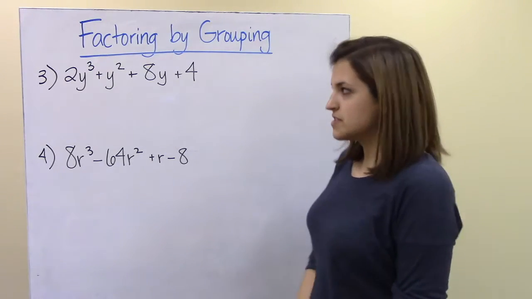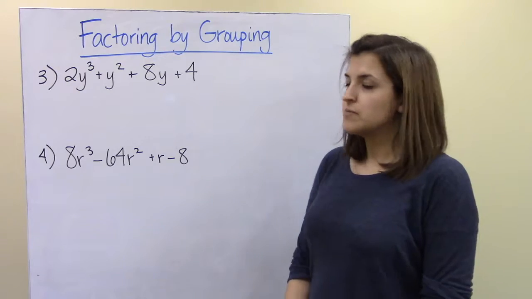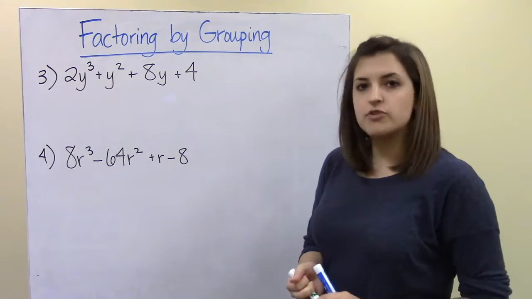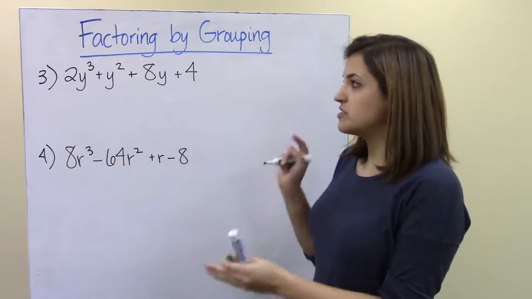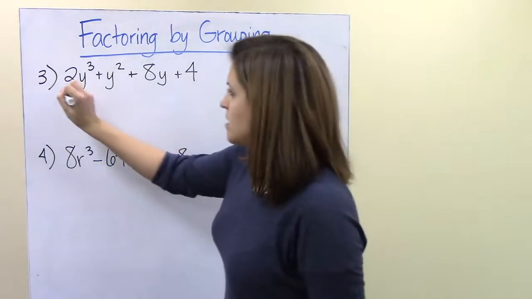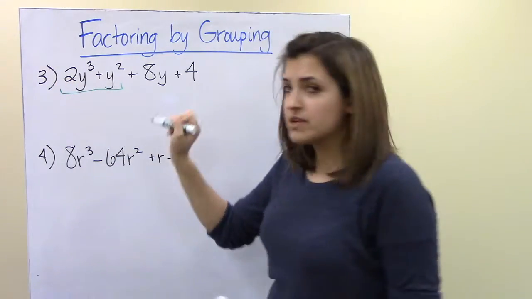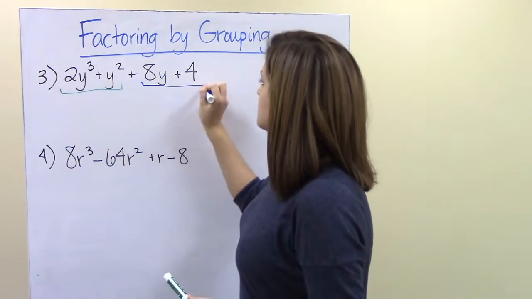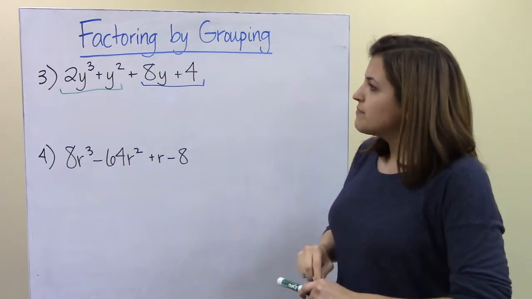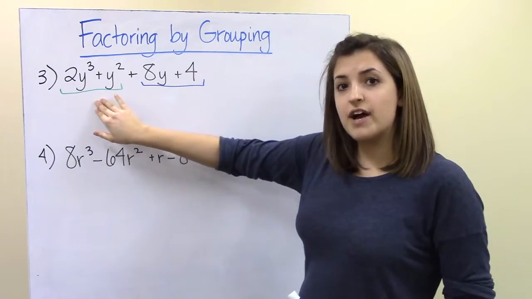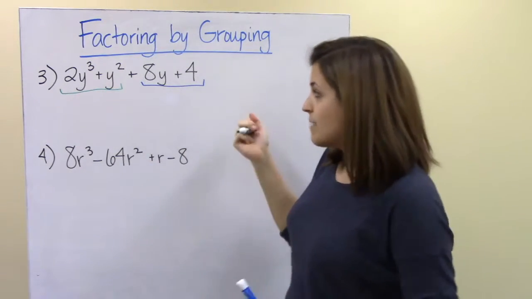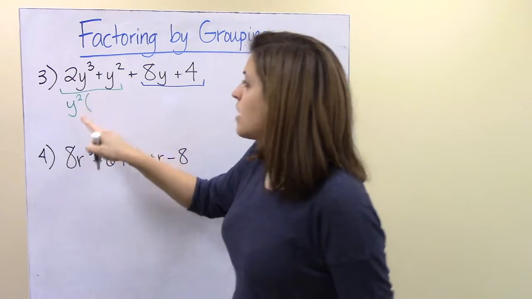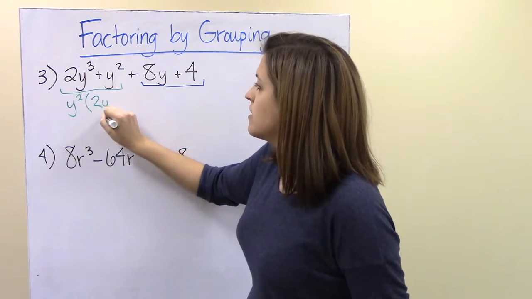Okay, so here's our first example. We have 2y cubed plus y squared plus 8y plus 4. Now, if I'm going to group, I'm going to want to divide this up into two segments. So I'm going to look at the first two terms, something that has a variable or a number in common, and maybe the second two terms here. If I look at these first two terms, I can find their greatest common factor, which happens to be y squared. So y squared, and once I pull that out, I should get 2y plus 1.